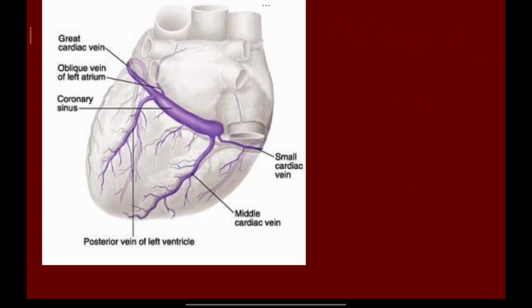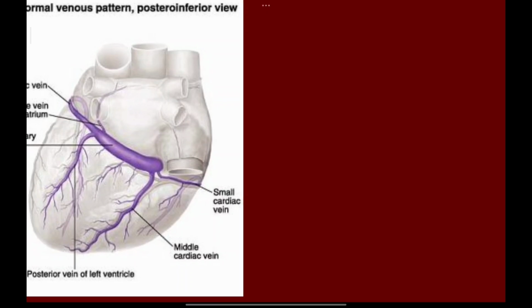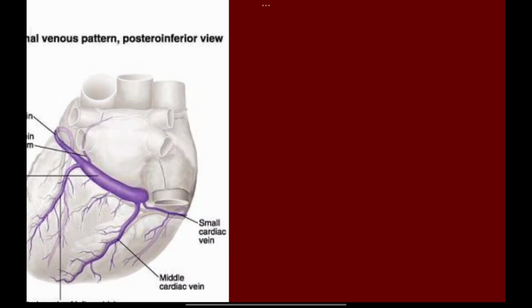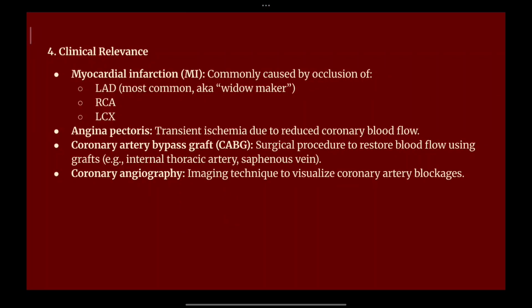Here you can see in the posterior region, and you can see where it is getting drained. All the blood is being collected from the posterior region into the coronary sinus and then drained into the right atrium.